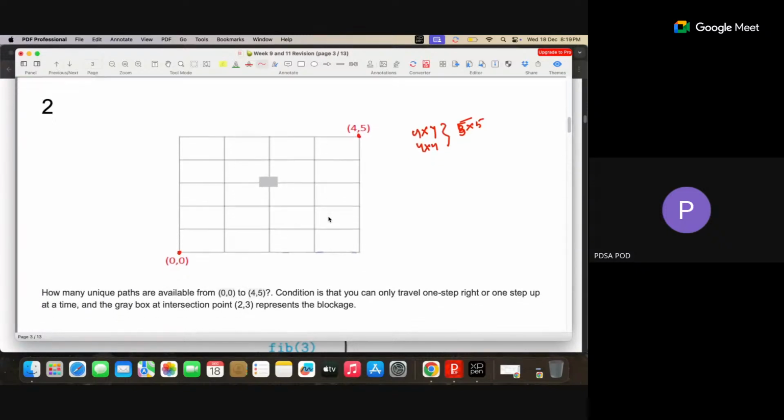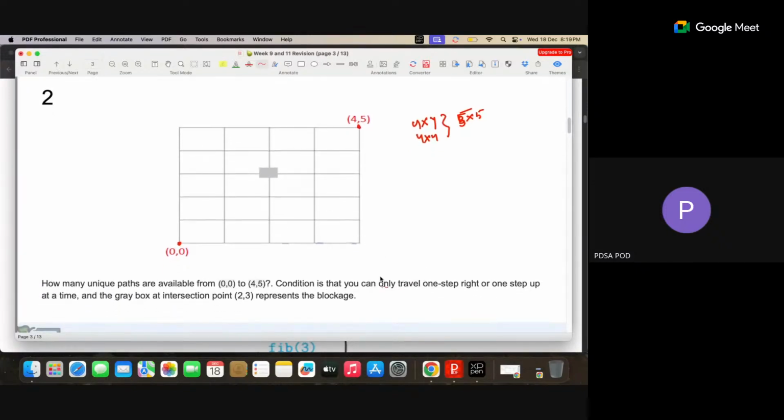But remember, there is a condition given. The traveling can be done by one step right or one step up. We can move one step right or one step up. There is no chance of moving left. There is no chance of moving down. So always we move one step towards the right side or one step towards the top.